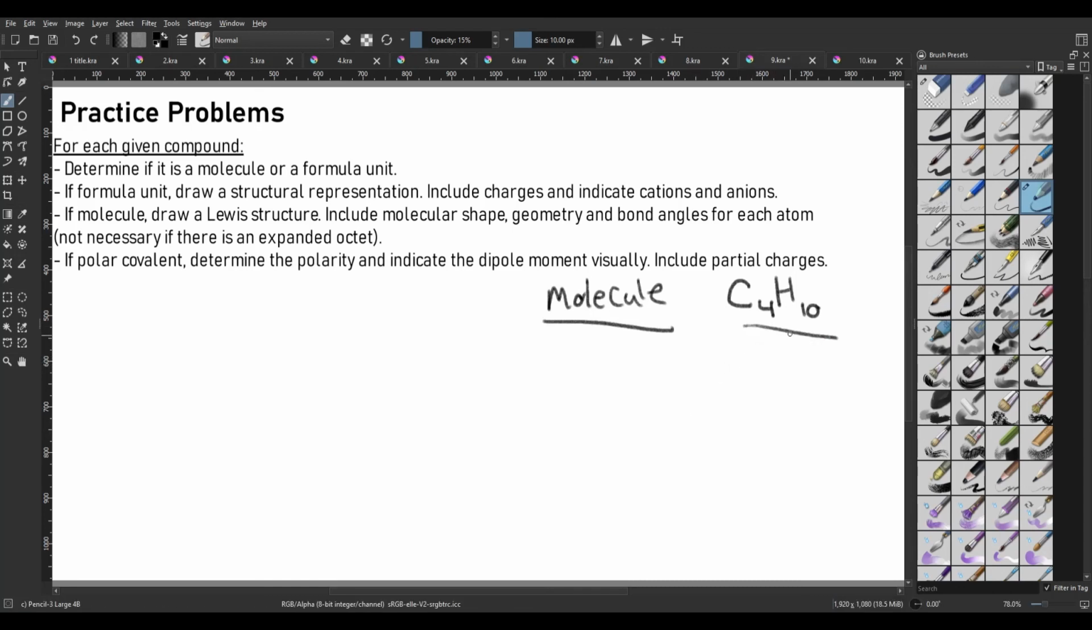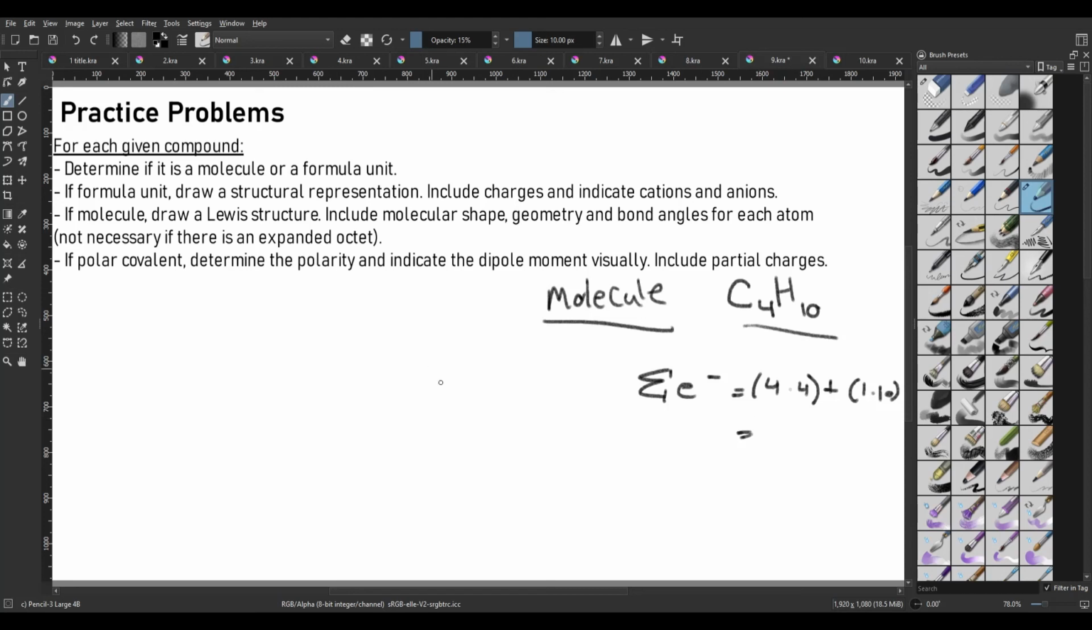So we know it's a molecule. We don't have to do any sort of dipole moment. We do get to draw the Lewis structure though. So what's the first thing we do whenever we draw a Lewis structure? Just like last time, just like always, sum up the number of valence electrons. Carbon has 4, there's 4 carbons, so 4 times 4 plus 1 times 10.